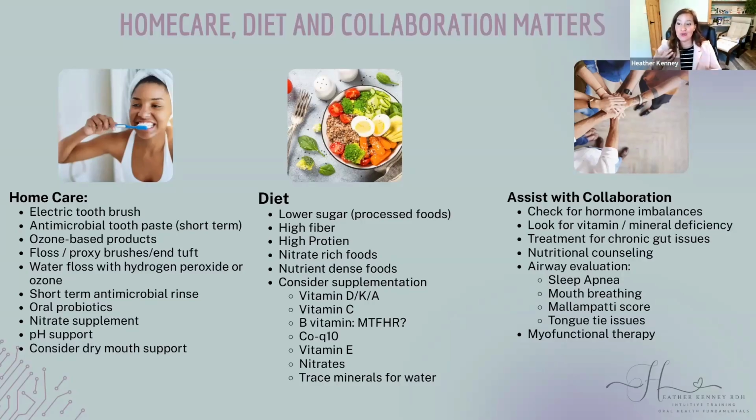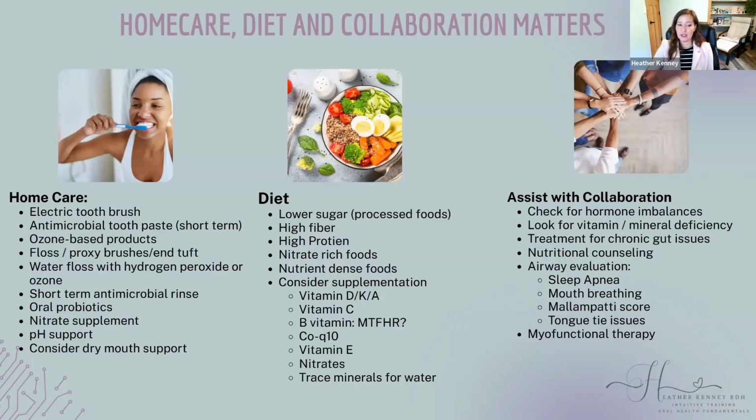Diet plays a huge role. So the more carbohydrates and processed foods, we're going to have dysbiosis. Think high fiber, high protein, high nitrate rich foods. Know that some people have an oxalate issue. Oxalates are in beets and certain vegetables, and some people can't process that. So assess that. If they do, then sometimes they put them on a supplement that doesn't have that in there.